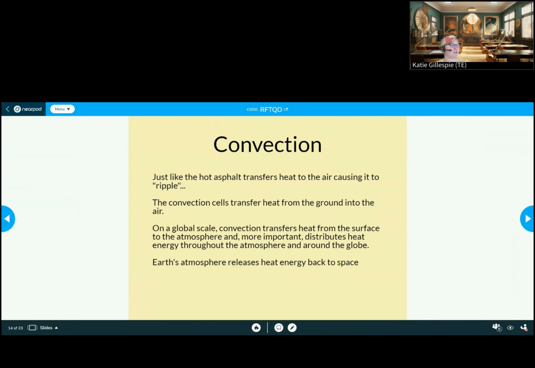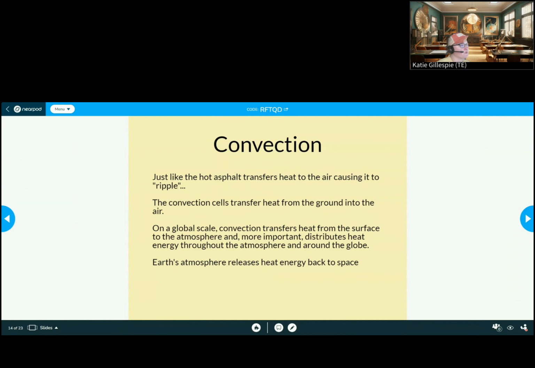And this does happen on a global scale. That's why we're giving you this example. Convection is transferred from the surface of the earth that absorbs it more, especially when we're talking about the land, right? And then it is released into the atmosphere and it distributes heat. I won't say heat energy evenly, but it does distribute heat energy around the globe through the atmosphere. It's obviously not equivalent, but it does help a little bit with distributing that heat energy around the globe.